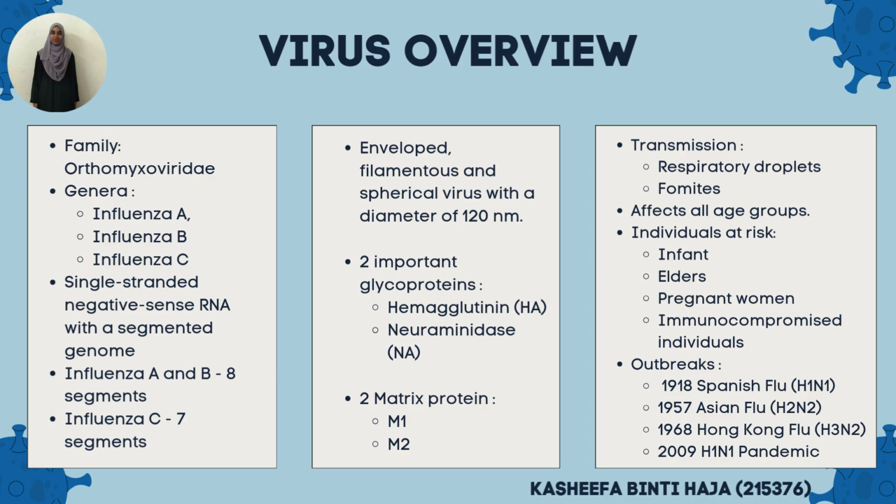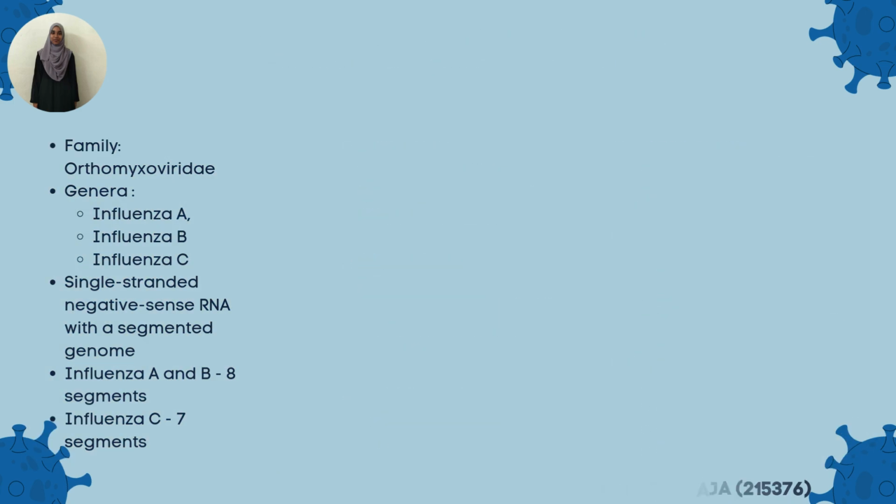Influenza virus can be transmitted through respiratory droplets and vomit. It can affect all age groups, especially infants, elders, pregnant women, and immunocompromised individuals. Outbreaks caused by influenza are Spanish flu, Asian flu, Hong Kong flu, and also the H1N1 pandemic. Among all these outbreaks, the Spanish flu, which occurred in 1918, was the deadliest.